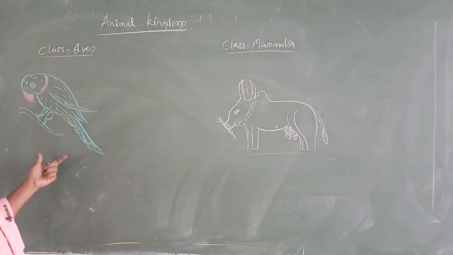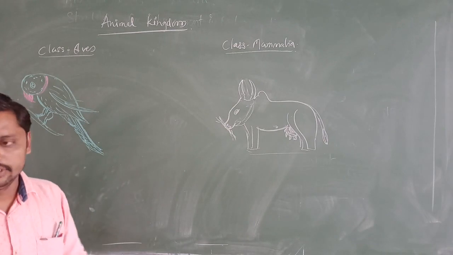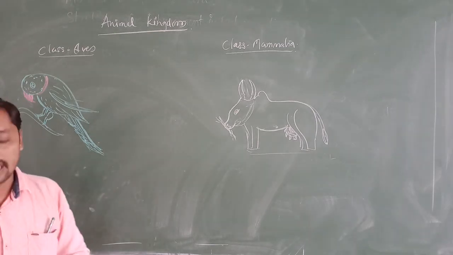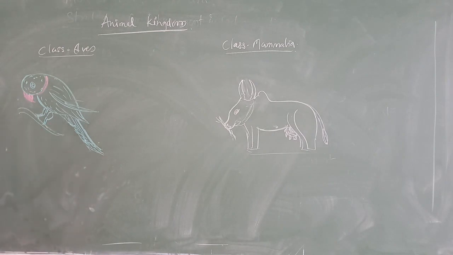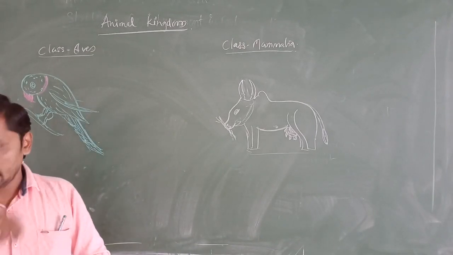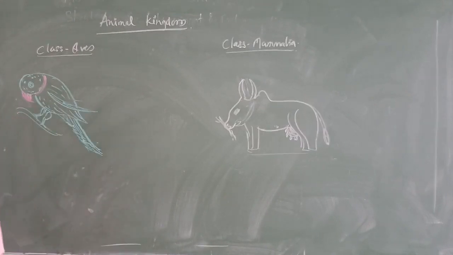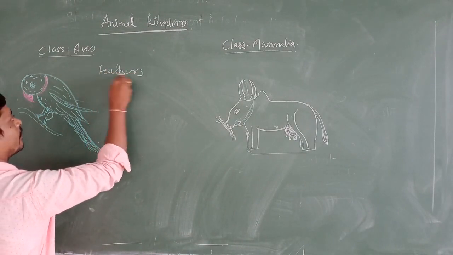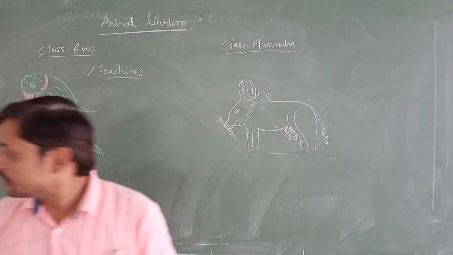Right now I have drawn a parrot on the board for class Aves. You can give any name of a bird. All the birds come under class Aves. Now, the first characteristic: birds have abundant habitat, both aquatic and terrestrial, but mostly they are terrestrial. And the first thing we are going to write is the presence of feathers. The body is covered by feathers.